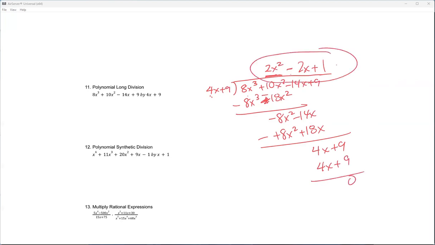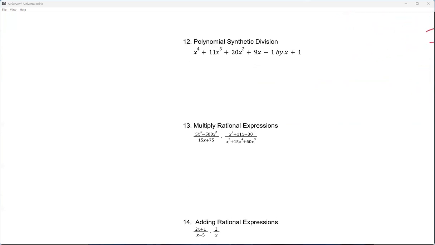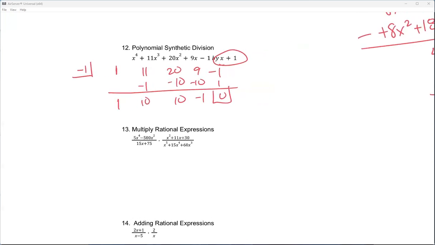Synthetic division is here. You plug in a negative 1 in that box, you change the sign of this, and then you put the coefficients. So it's 1, negative 1, 10, negative 10, 10, negative 10, negative 1, plus 1, and that is 0. So the final answer is x cubed plus 10x squared plus 10x minus 1.